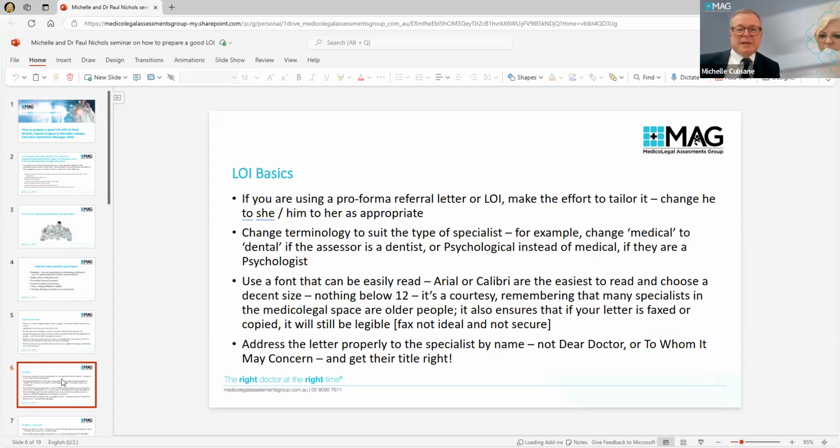And use a font that can be easily read, because most of the experts are like me. They're getting on a bit now, and we can't read fine print. So in my view, it has to be bigger than 11 so that we can read it easily. And address the letter not just to dear doctor, but give us the courtesy of addressing us by our full name. Yeah, absolutely.